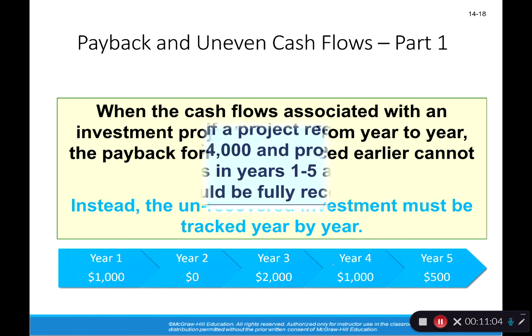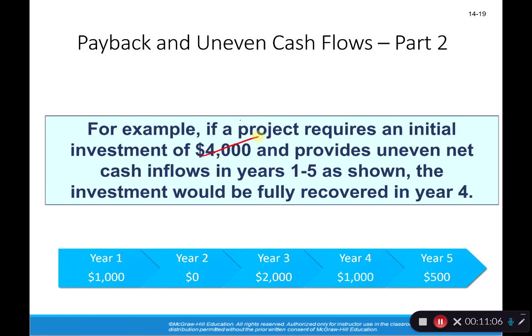Let's get a little trickier and let's change this to be 3,500. Well, let's do our accumulations again. After year one, we're at 1,000. We're still at 1,000 after year two. After year three, we're up to 3. And then in year four, we go up to 4. And then 4,500. Now we know that the payback for 3,500, if that's the initial investment, would fall somewhere between year three and year four, but we have to figure out how much of year four we need.